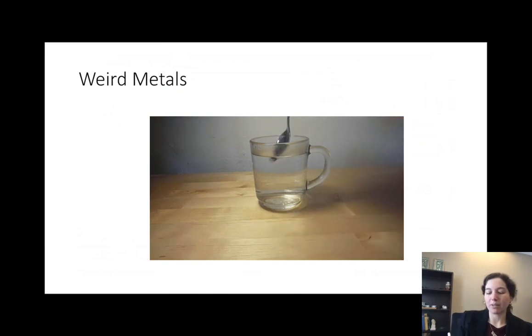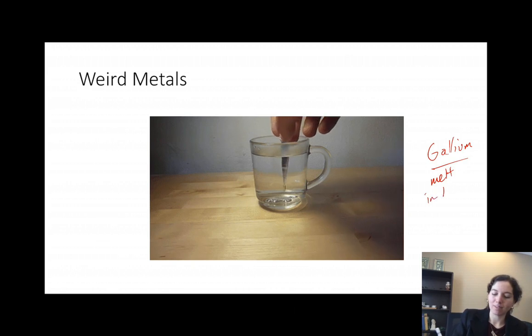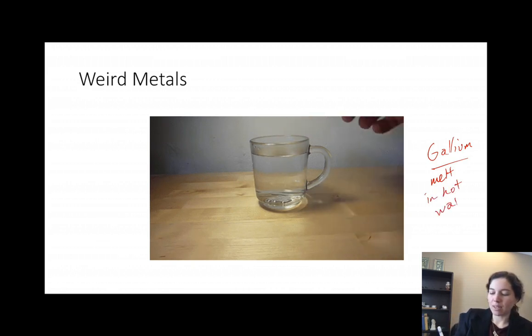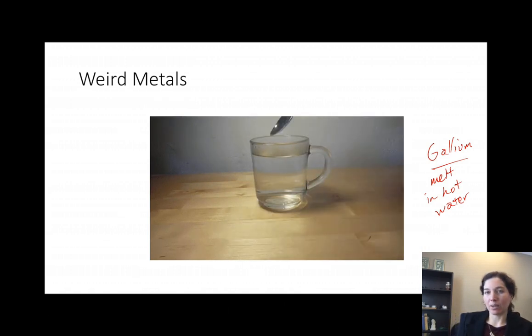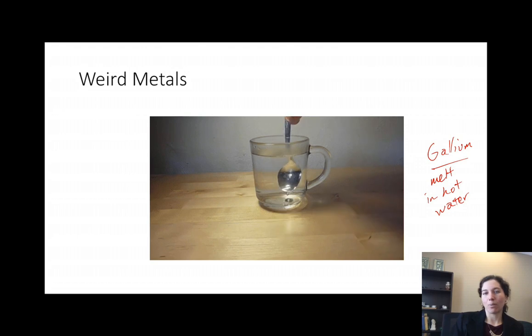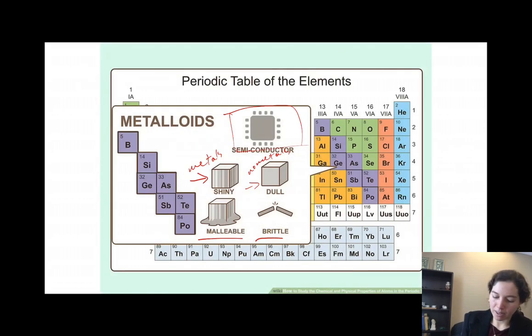So here's one of these weird metals. This is gallium. What's interesting about gallium is it has the ability to melt in hot water. So this is a metal. It looks like a metal, right? But it doesn't act like one. Metals should not be dissolving in hot water like that. And so if we take a look at where gallium is on the periodic table, gallium is here. It's not necessarily a metalloid, but it's really close to it, and therefore it has decreasing metallic properties.